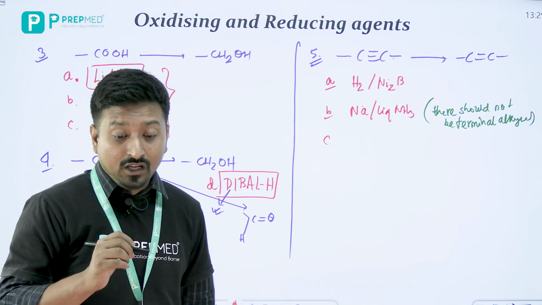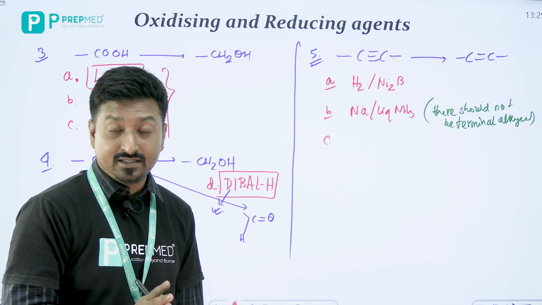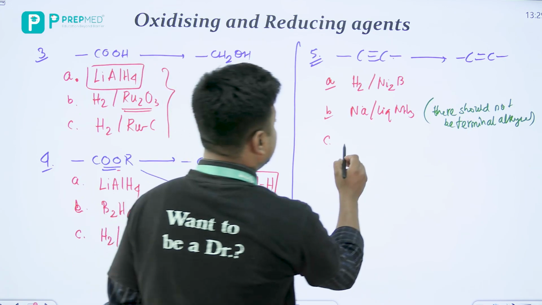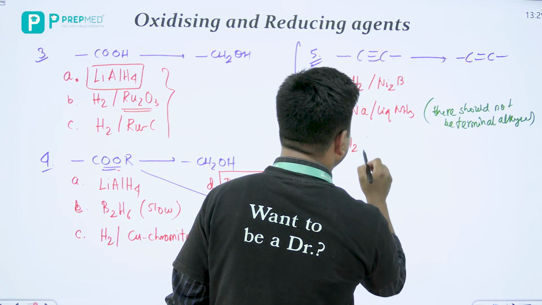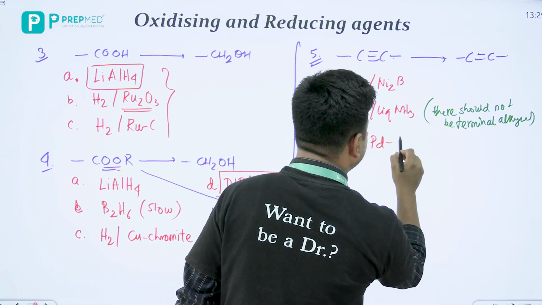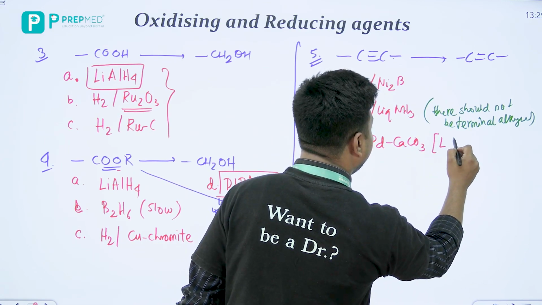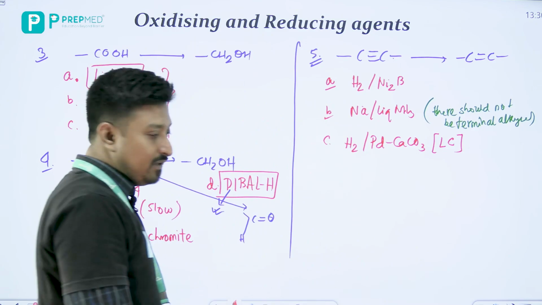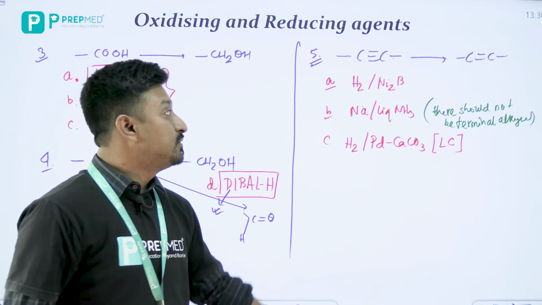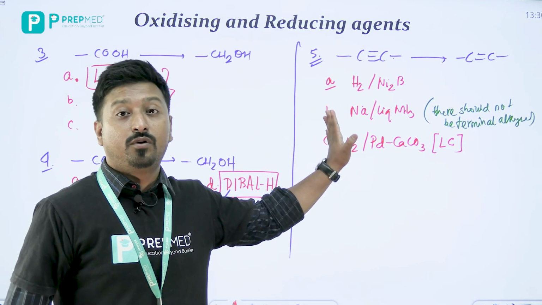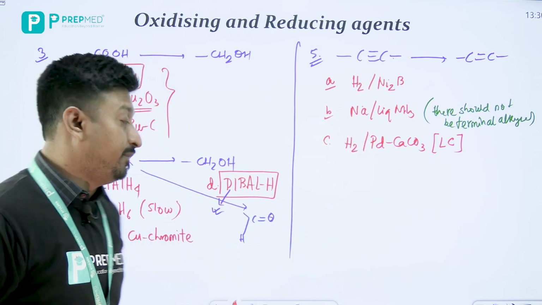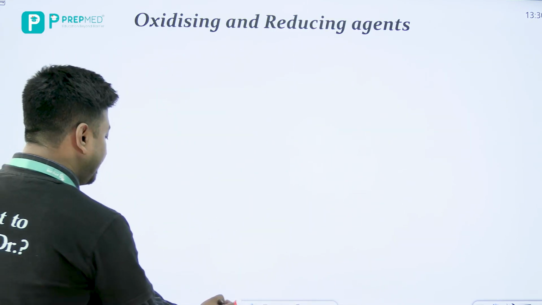Okay, the next reagent we can also use, number C, is known as Lindlar's catalyst, that is hydrogen, Pd, CaCO3, and this is known as Lindlar's catalyst. Correct? So this is the way to convert a triple bond to a double bond. Now next method, let's see what it is.